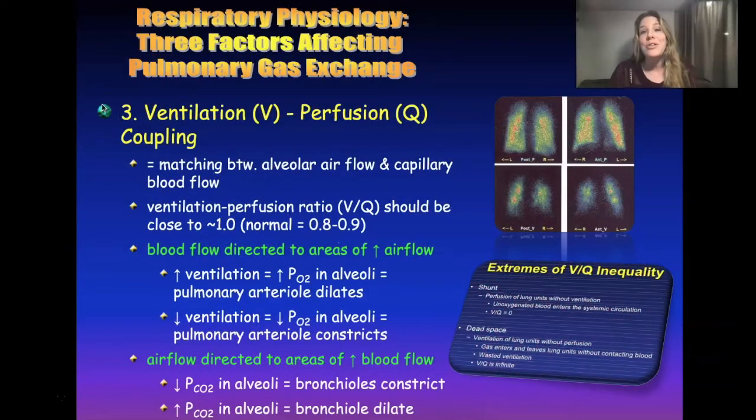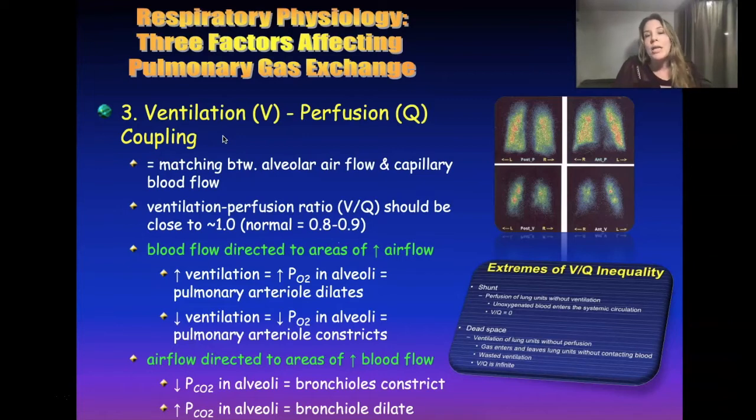Now, the third factor affecting pulmonary gas exchange is a phenomenon known as ventilation-perfusion coupling, or ventilation-perfusion matching. We're going to refer to ventilation with a V and perfusion with a Q. Now, this is the matching between alveolar airflow and capillary blood flow. So, in other words, ventilation is the air we take from the outside and bring down into our alveoli. And of course, for blood flow, we're talking about pulmonary capillary blood flow.